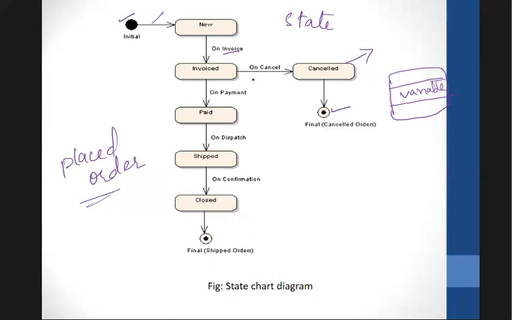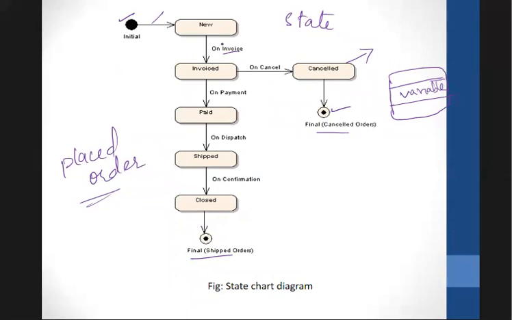Whereas when the invoice is generated, if suppose you're just doing window shopping, when you check the amount and just exit the app, then the order is cancelled. Then that is the end. That is your cancellation order. And when the order is being shipped, that is also the final state. So this is how a state chart diagram works.